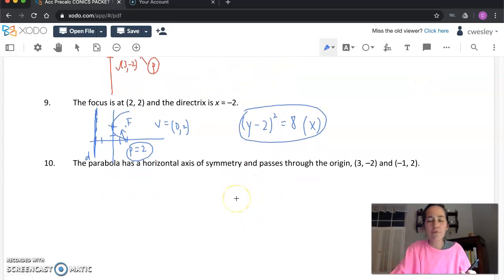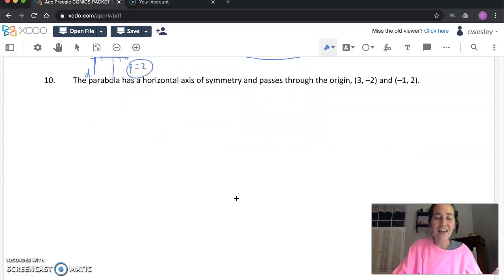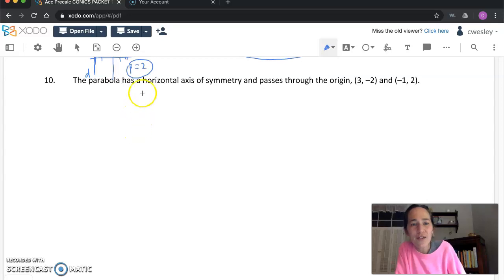All right, time for the very last question in the entire packet. Such a momentous occasion. The parabola has a horizontal axis of symmetry, and another one of these passes through. So just one more opportunity to practice writing your own system to be able to get the equation of a parabola. Horizontal axis of symmetry means the parabola is going to open sideways, either to the left or to the right, depending on the points. But more importantly, you have a y squared term in this general form, and there is no x squared term.